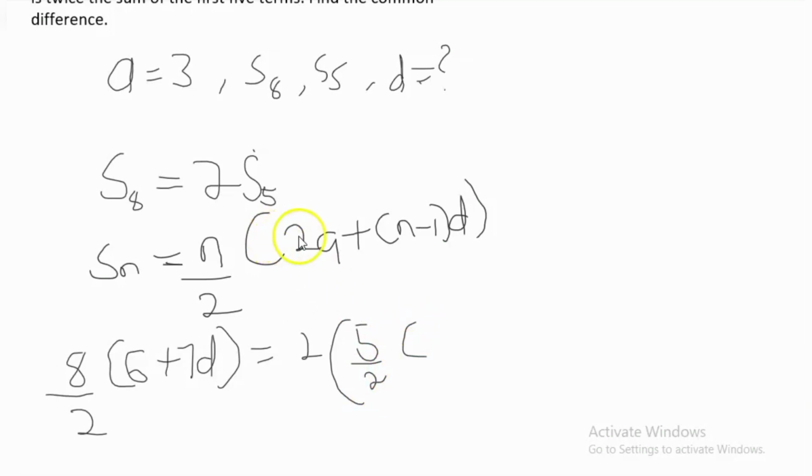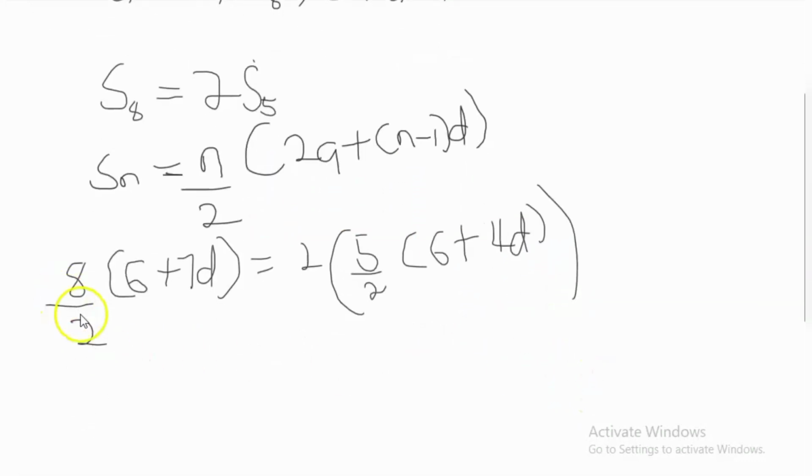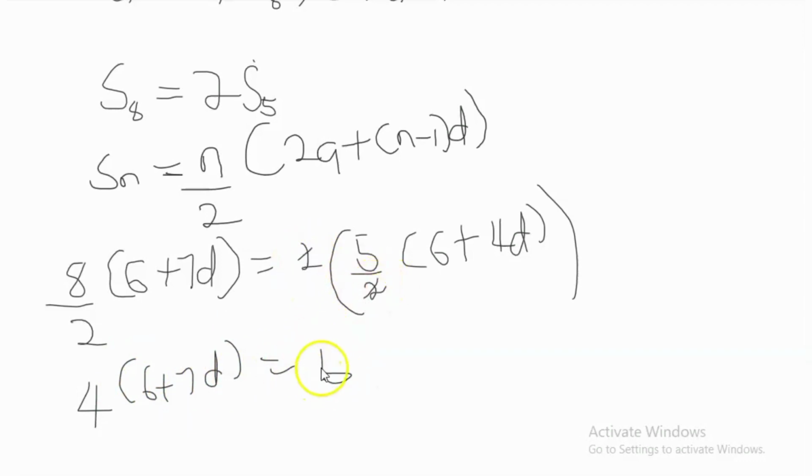into brackets. We replace a with 3, so that will be 2 multiplied by 3, that will be 6 plus n minus 1. Your n is 5, so 5 minus 1 is 4, so 4d. So we have that. So now we can work this out. 2 can go into 8 4 times, so we have 4 into 6 plus 7d equal to... 2 can cancel out this 2, so we're going to have just 5 into 6 plus 4d.